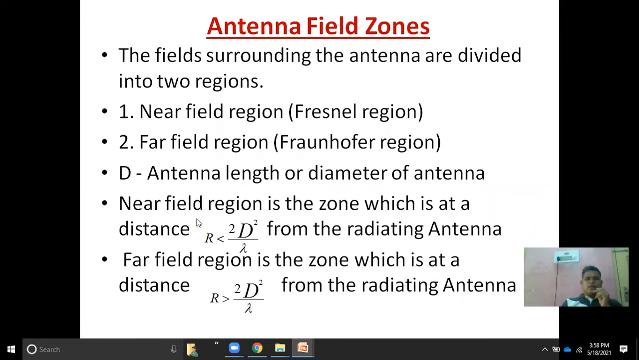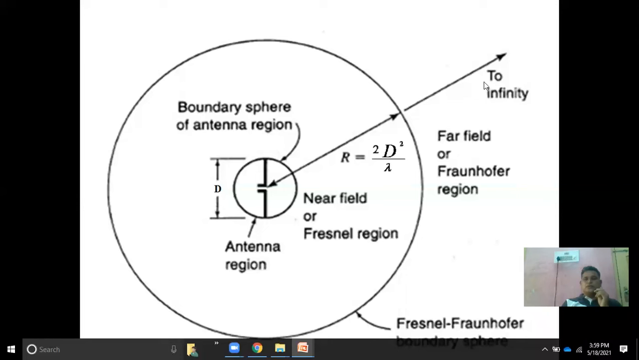For near field, R should be less than 2D squared by lambda. For far field, R is greater than 2D squared by lambda. The condition for measuring the radiation pattern is that the minimum value of R is equal to 2D squared by lambda. Maximum, it can extend up to infinity. You have to remember this formula: R equal to 2D squared by lambda.